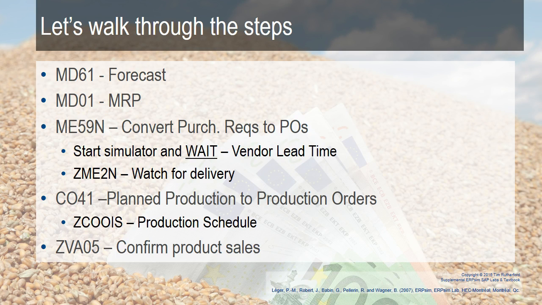You have to wait for the vendor lead time. It's at least a day you're waiting. Watch ZME2N to see when your goods come in. And then you're converting the other side of MRP, the production process. CO41, you're going to be converting the planned production orders into production orders. From there, you watch ZCOOIS, the production schedule, to see when your products come through. And then either one of the sales reports, ZVA05 is an overview. You can look at that to make sure that you have some sales. This is Lab 4 if you're doing that.